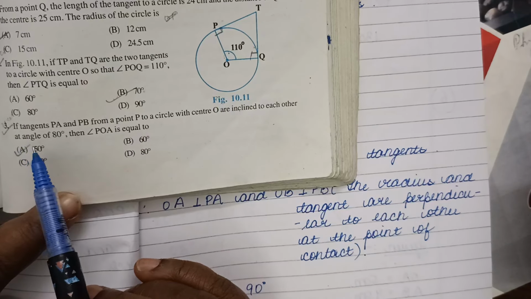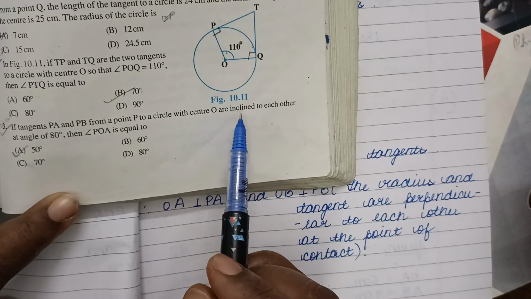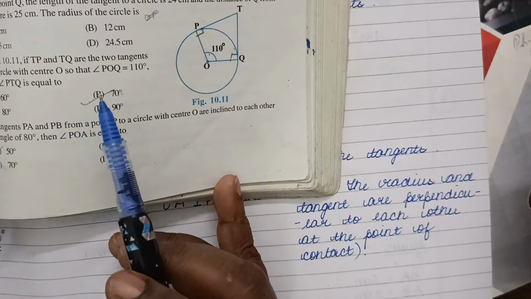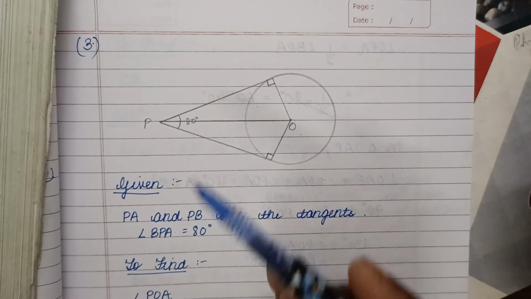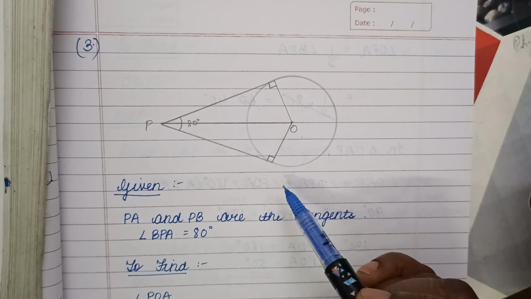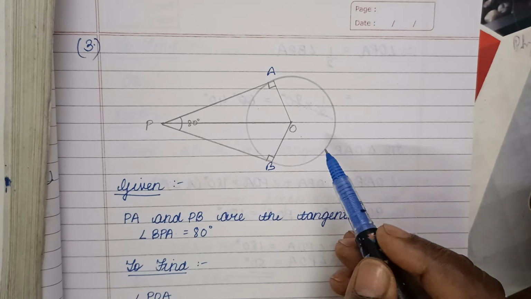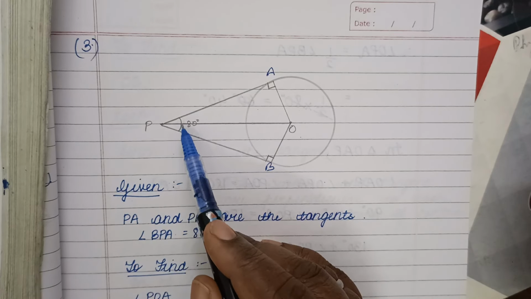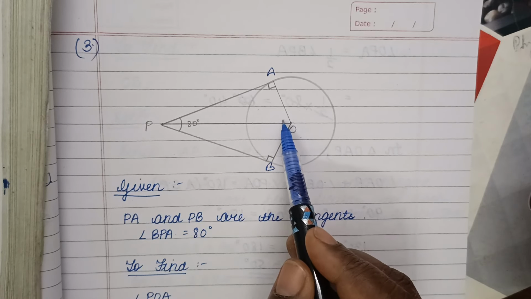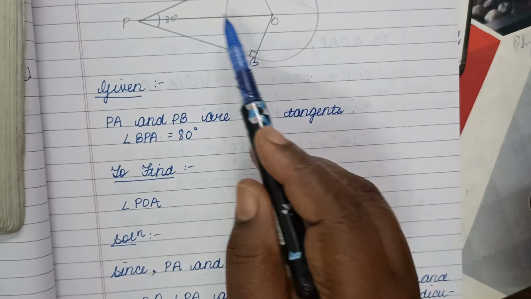Now come to question number 3. If tangents PA and PB from a point P to a circle with center O are inclined to each other at angle 80 degree, then angle POA is equal to. So let us see. So here it is a circle with exterior point P. PA and PB are the two tangents. Okay, so this is PA and this is PB, and they are inclined to each other at an angle 80 degree. Then angle POA. So we have to find out this angle. And angle BPA is equal to 80 degree, this one.